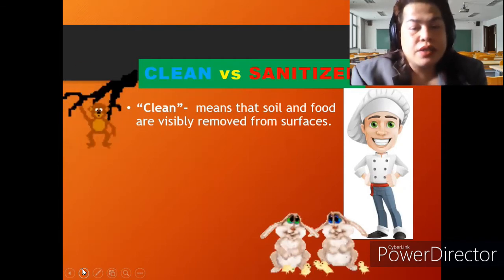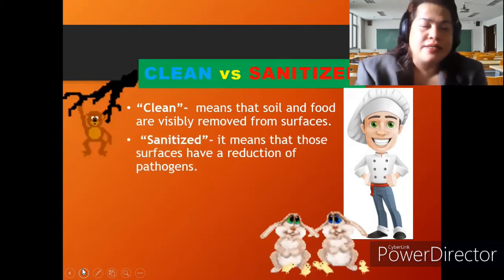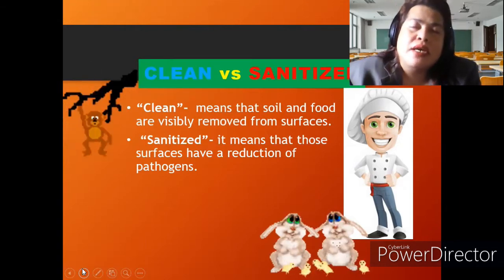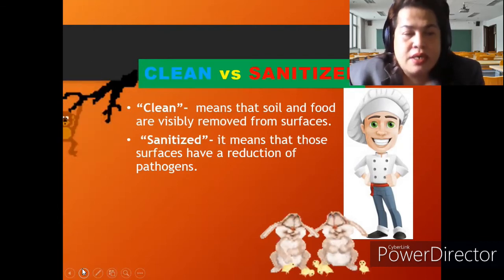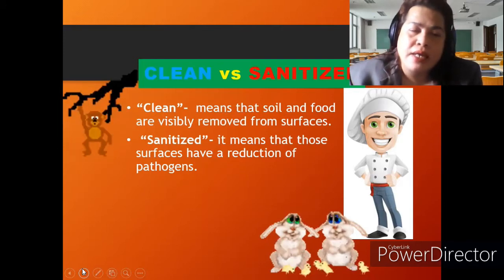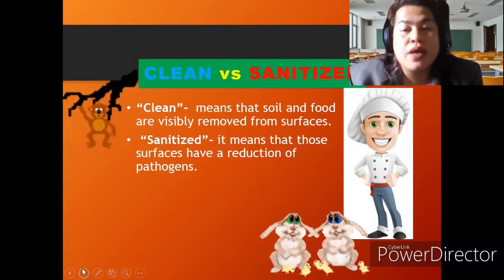What about sanitize? Sanitize means that those surfaces have a reduction of pathogens. It's as simple as that: when you say sanitizing, it lowers the number of germs on the surface or objects, either by killing them or removing them to a safe level.